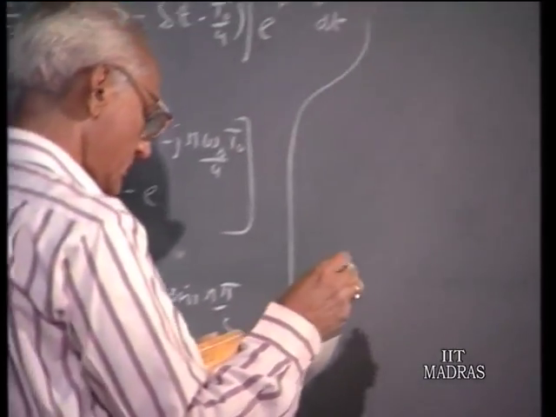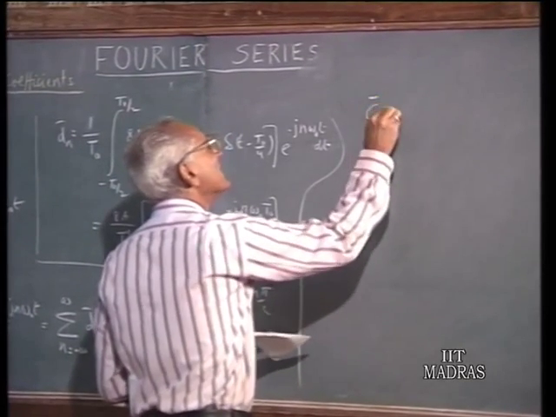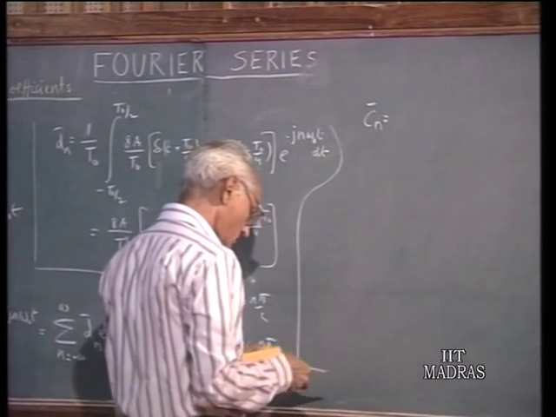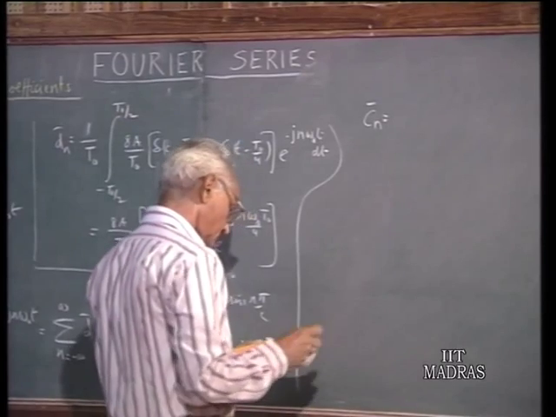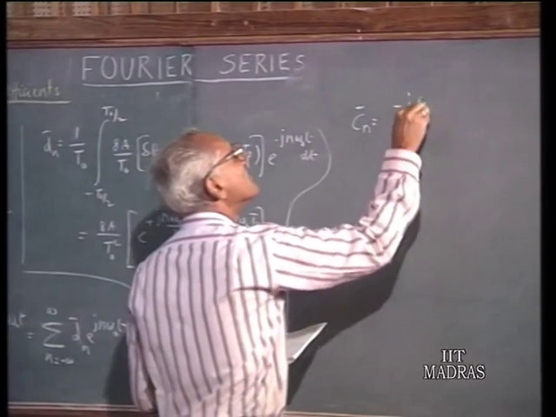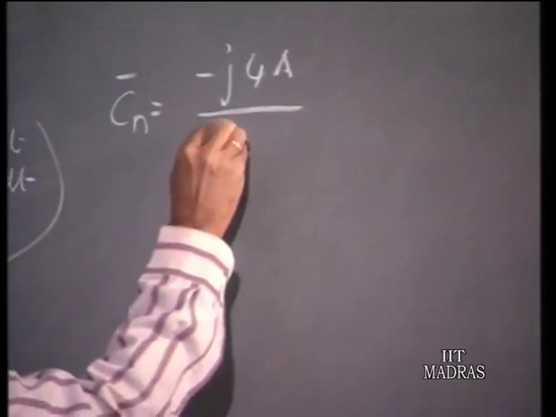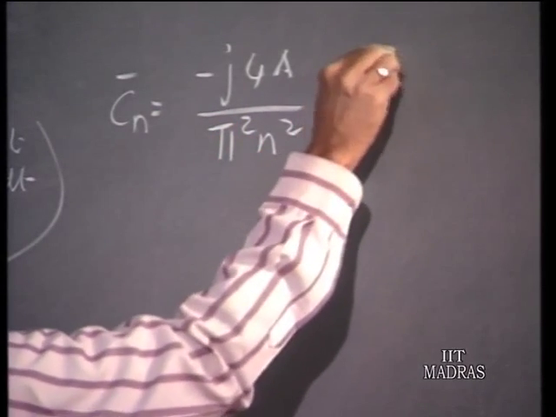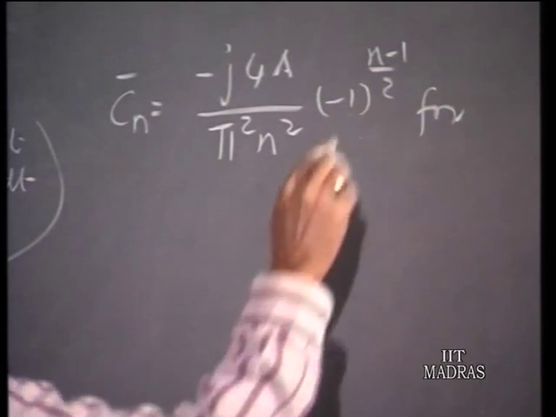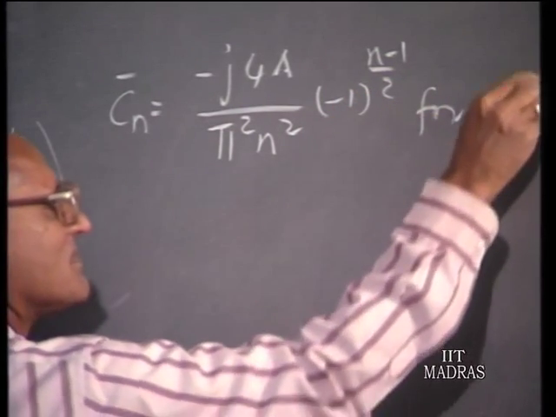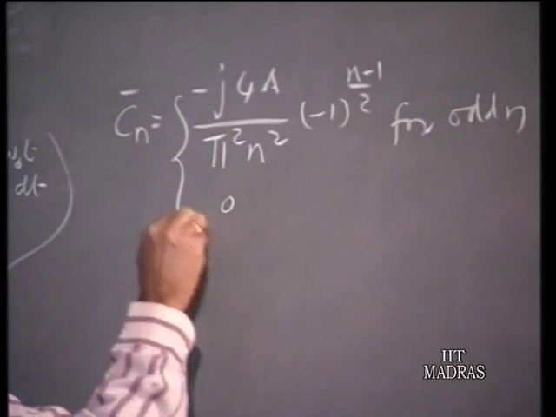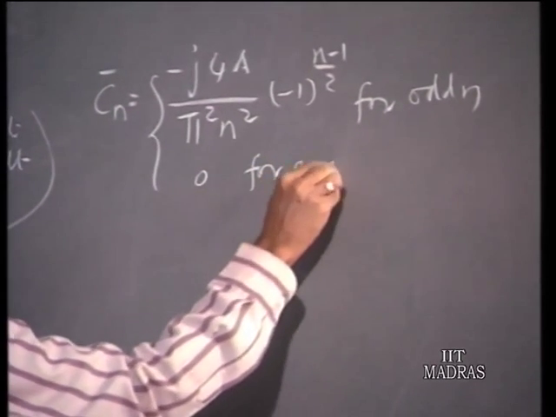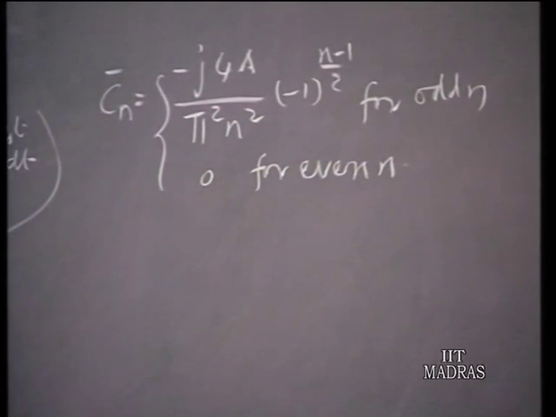and you can complete the work and can show that this will turn out to be minus j 4a by pi squared n squared, minus 1 raised to the power of n minus 1 by 2 for odd n, and 0 for even n. So that is the Fourier coefficient for the original triangular waveform.